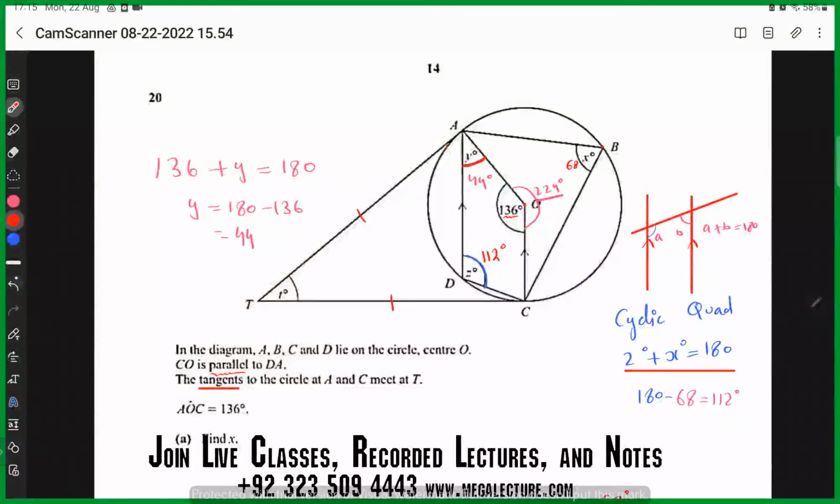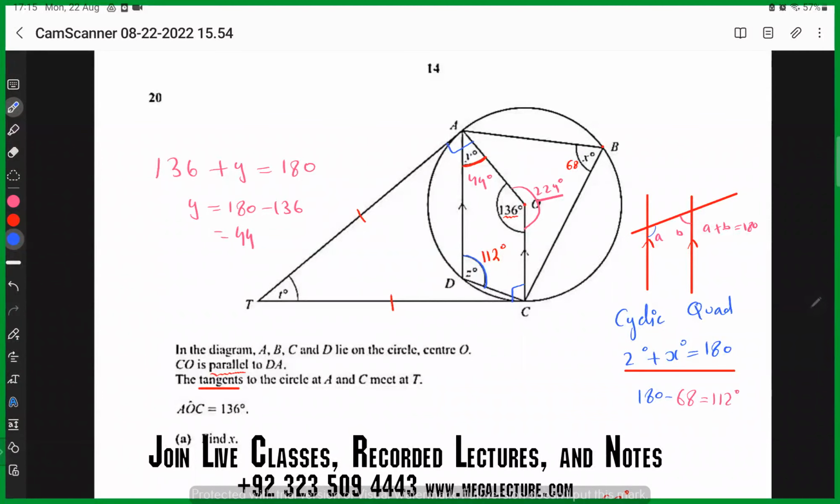I'm just writing this for you guys because this was a property. Always remember the angle between tangent and radius is 90 degrees. Okay. This is something that we have already discussed. Now, OA is your radius and AT is your tangent. So the angle is 90 degrees. Similarly, OC is your radius and CT is your tangent. So the angle is 90 degrees.